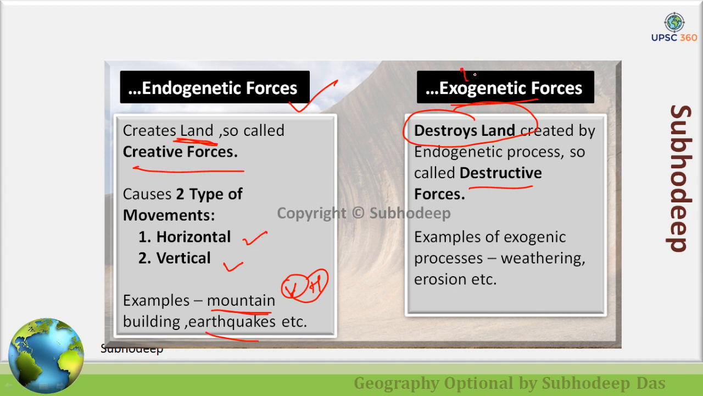Similarly, in exogenetic forces, as we have learned, these are destructive forces, meaning they result in destruction of the land surface. Like if a mountain is there, fluvial erosion leads to degrading of the mountain, right? It decreases the height. So what is happening? It is destructing the land surface, right? And the examples are weathering, erosion, etc.